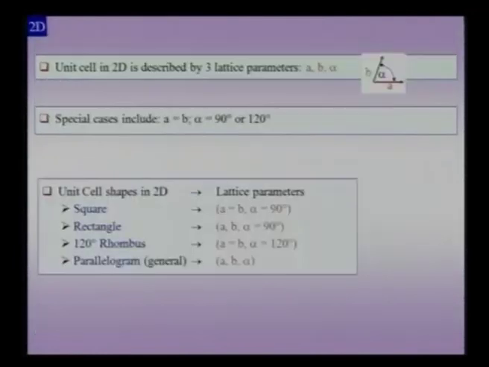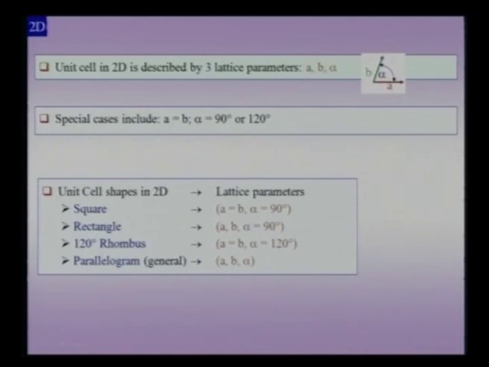We also considered two-dimensional unit cells, and we said we require 3 lattice parameters to describe a 2-dimensional unit cell: the 2 length scales A and B, and the angle between them, alpha. There are special cases wherein you have special constraints on the lattice parameters or on the angles. The special constraints on the angles could be 90 degrees or 120 degrees, while in special cases A could be equal to B. There are 4 types of unit cells observed in 2 dimensions.